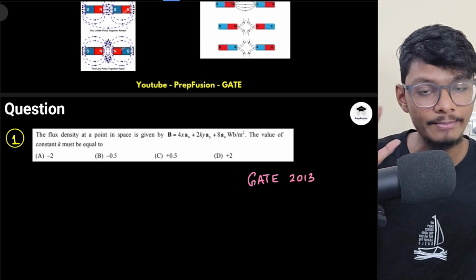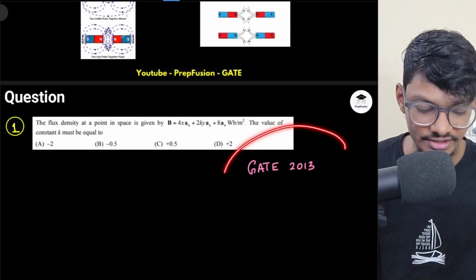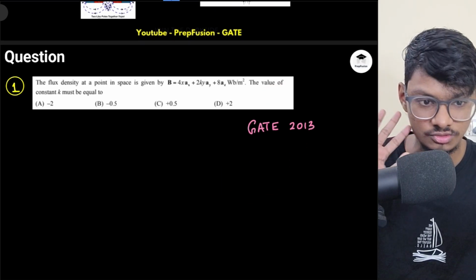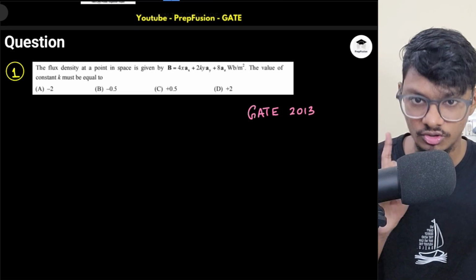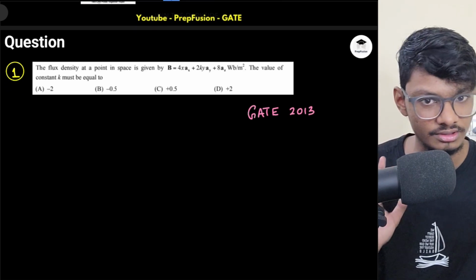So with the help of this concept, let's try to solve a GATE PYQ. I have just shown you three to four slides right now, and can we solve a GATE PYQ with whatever concepts we learned about magnetic fields?